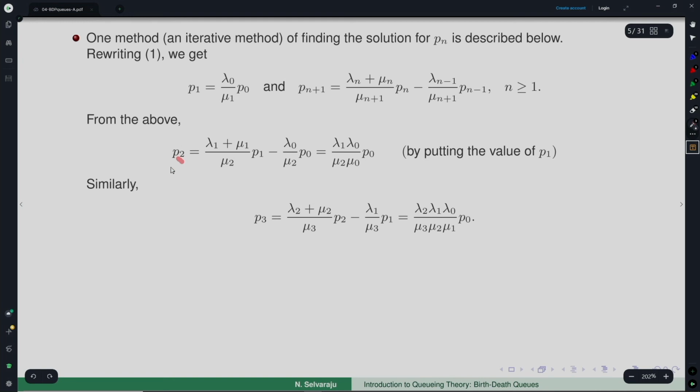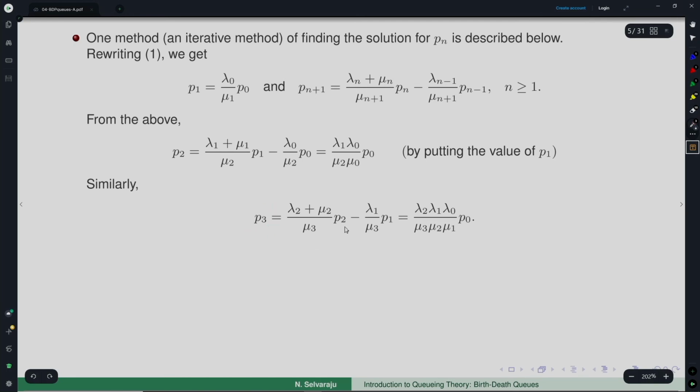P2, for n equal to 1, if I write it, I will get P2, which is (lambda 1 plus mu 1) times P1 minus lambda naught mu 2 by P naught. Now, P1 I already know as lambda naught by mu 1 times P naught. So I substitute it here and this term will get cancelled. When I put P1 as lambda naught by mu 1, this mu 1 and that mu 1 will get cancelled, then one term will get cancelled with this. I will be left with lambda 1 lambda naught by mu 2 mu 1 times P naught, which is what you get here. This is by putting the value of P1 and simply simplifying.